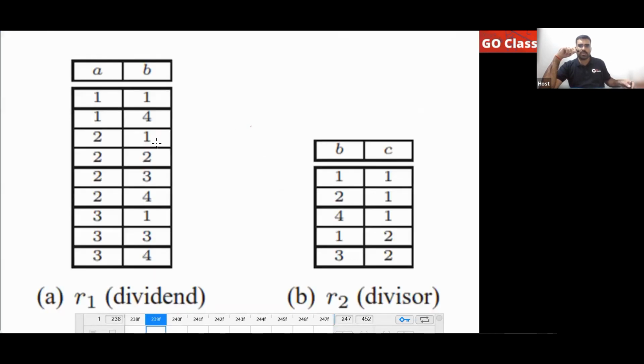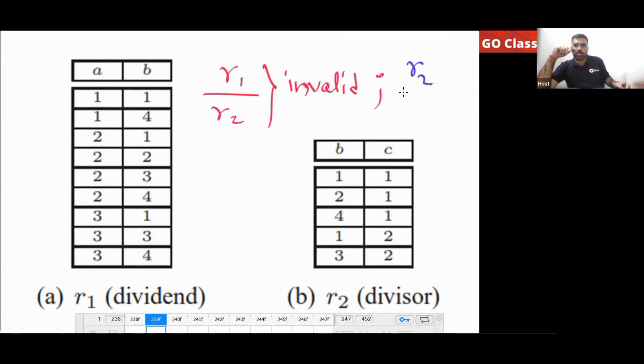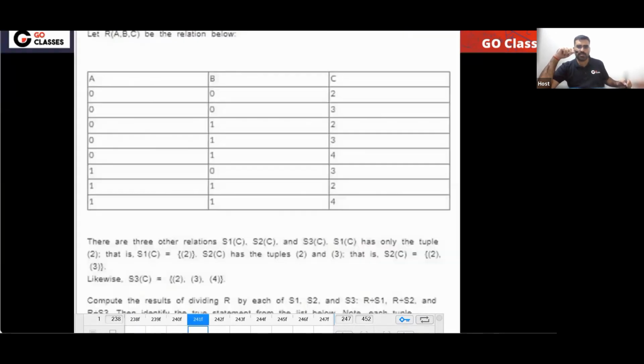And what about this one? Here, R1 divided by R2 is invalid, yes or no? So this is invalid. And what about R2 divided by R1? This is also invalid. So both of them are invalid.